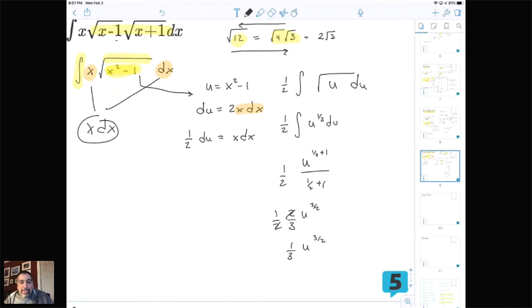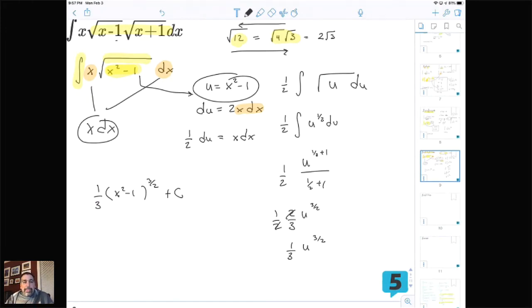When we take that answer and bring it back and rewrite it in terms of x, what we end up with is 1 third my u, which I can't write because I've got to replace that, but it's going to be raised to the 3 halves. And then that value of u, looking back up here, ends up being x squared minus 1. So now we just have to remember our plus c at the end. And this would be the answer to this integral.